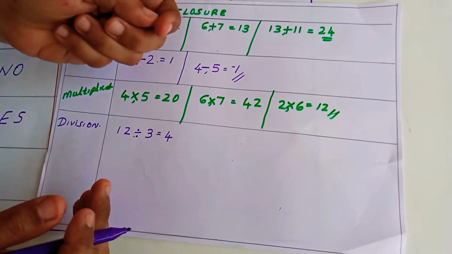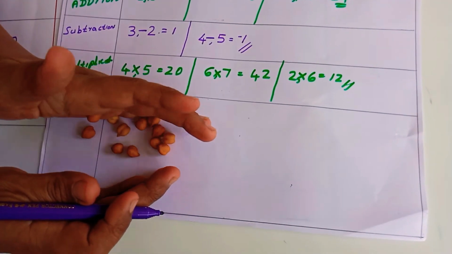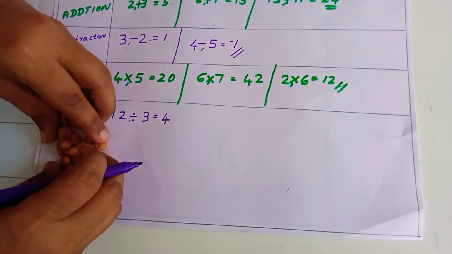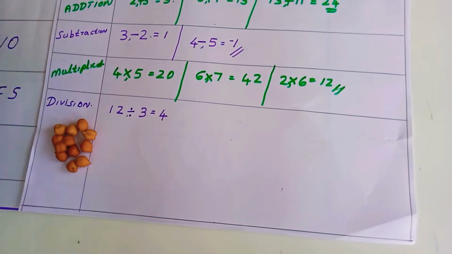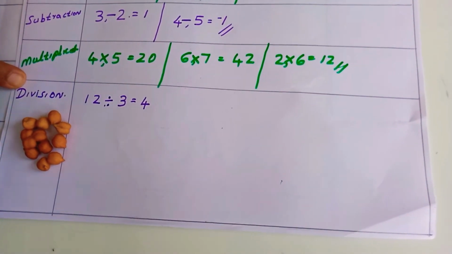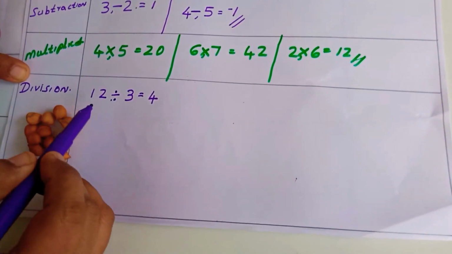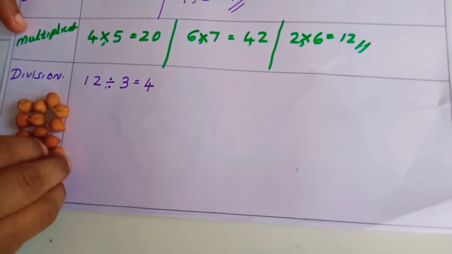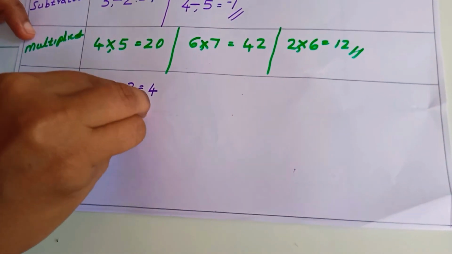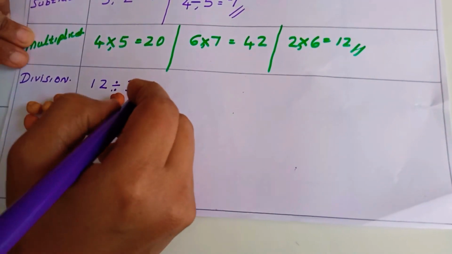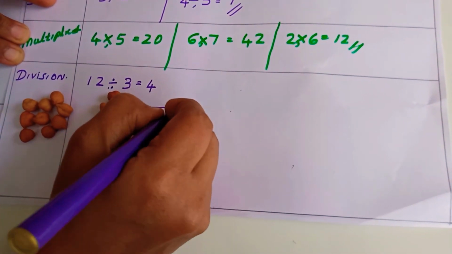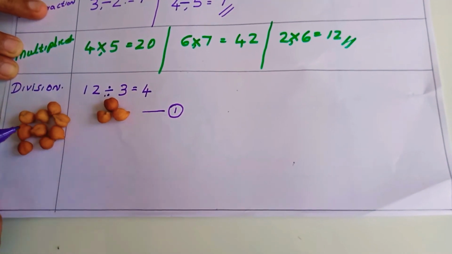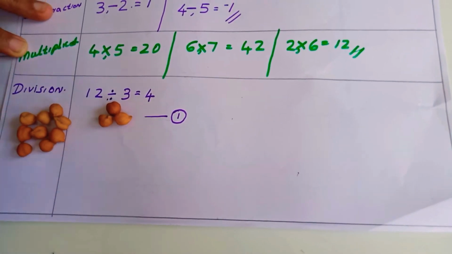See, I have 12 pieces of chana here. 12 divided by 3 means division, means it is repeated subtraction. First I am subtracting 3 from this 12. See, I am taking out this 3. One time I subtracted 3. That's why I wrote here 1. One time I subtracted 3 from this 12.